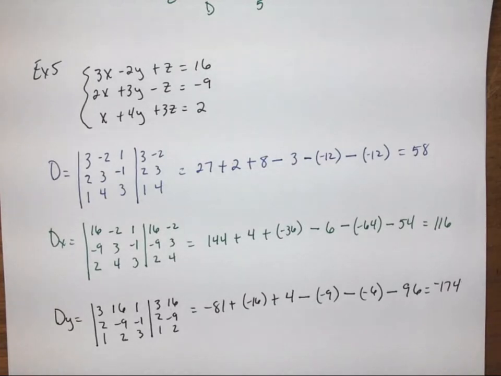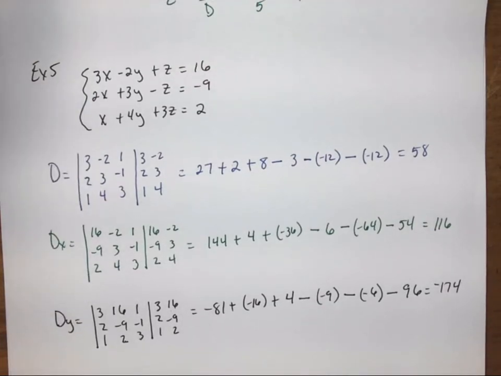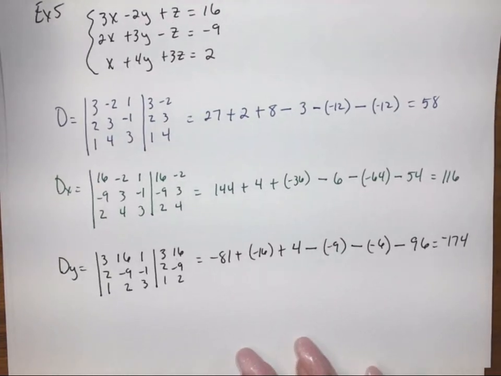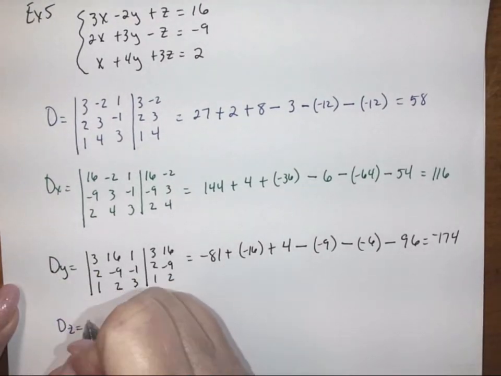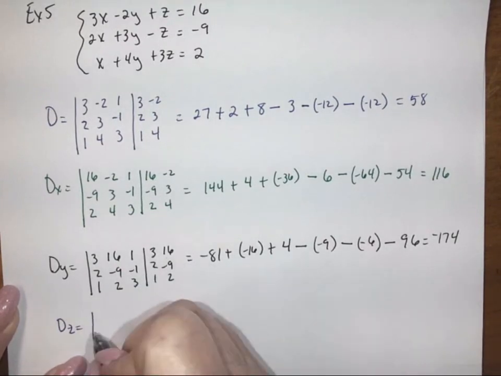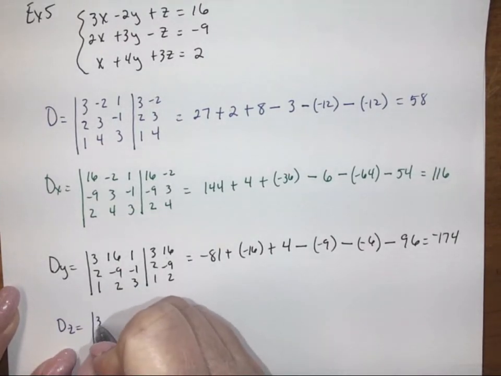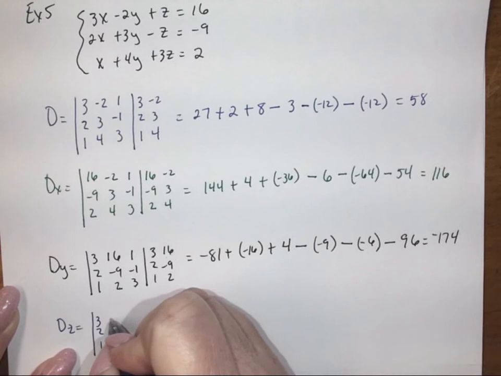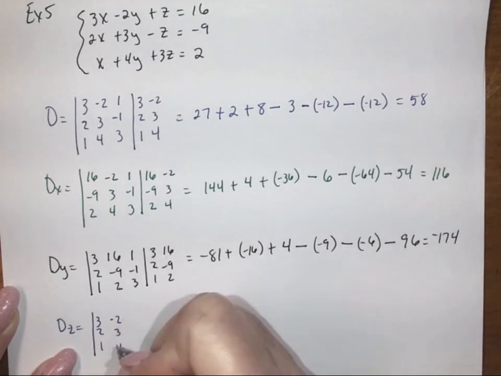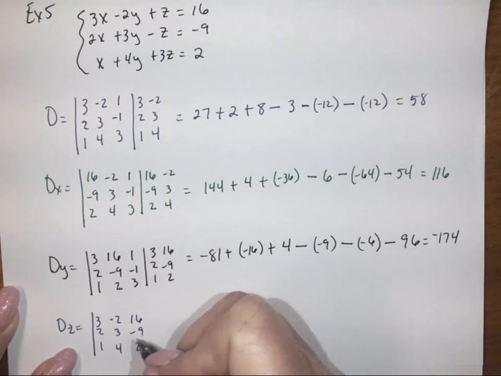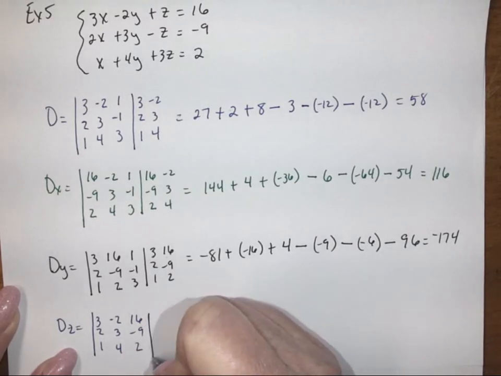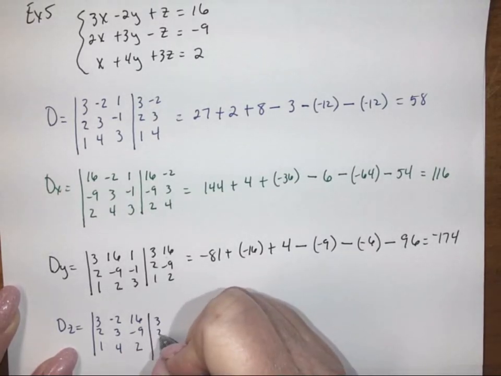All right, let's do our dz. So our dz, our x and y's are the originals. So 3, 2, 1, negative 2, 3, 4, and z is now the 16, negative 9, and 2 from the other side of the equal sign, and repeat the first two columns.